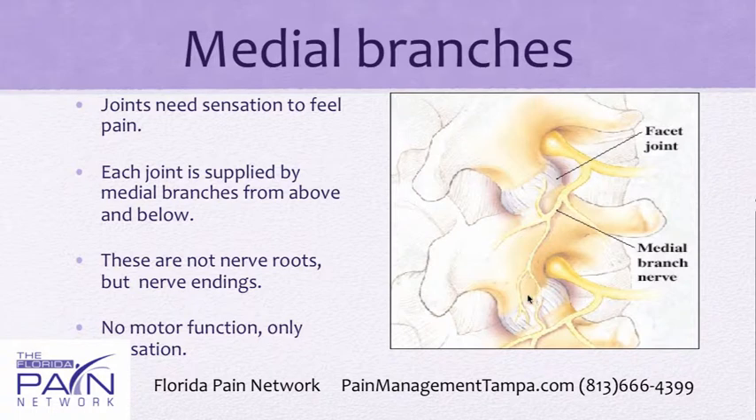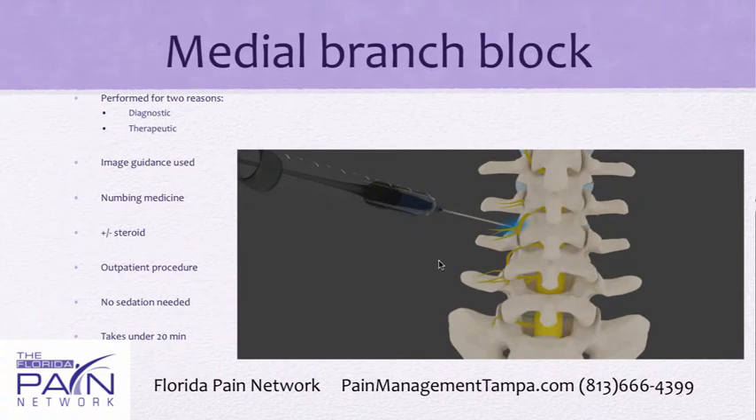It's all sensory, okay? Now, when you do a medial branch block, it's performed for two reasons. One is diagnostic, to see if in fact this joint is the source of one's pain, and the other is therapeutic. This injection of numbing medicine and steroid around these joints and the medial nerves can give months of pain relief. Typically, modern pain doctors will use image guidance with either fluoroscopy, which is a real-time form of x-ray, or ultrasound. Numbing medicine is used, plus or minus some steroid.